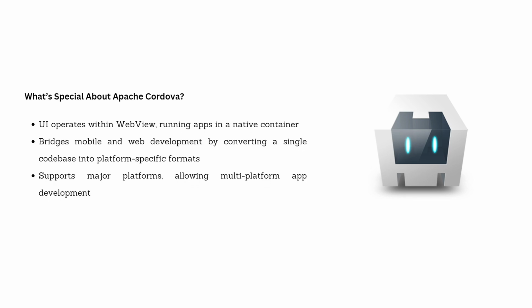The special thing about the Apache Cordova framework is that the UI of a Cordova-assembled app technically functions like a WebView, running an app in native containers. So it's safe to say that Cordova bridges mobile and web application development. This framework supports many major platforms including Android, iOS, Windows, Ubuntu OS, BlackBerry 10, etc. So the developer creates the app code one time and then it converts to SDK files for different platform formats.